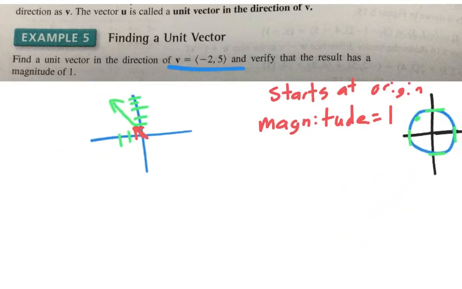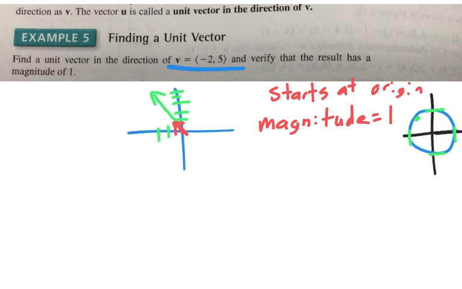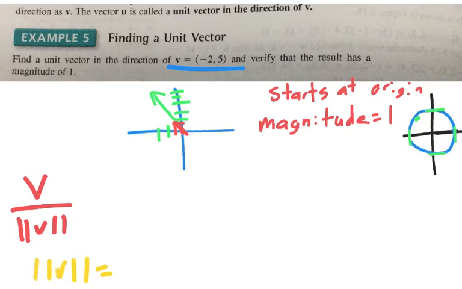Now we're going to go through the process. That was just me giving you a visual of what's happening. Now let's actually do the problem. It's not that hard. The way we do it is we take our vector and divide it by the magnitude of that vector. So we need the magnitude. What is the magnitude of v? It would be -2 squared and 5 squared. It is going to be radical 29.